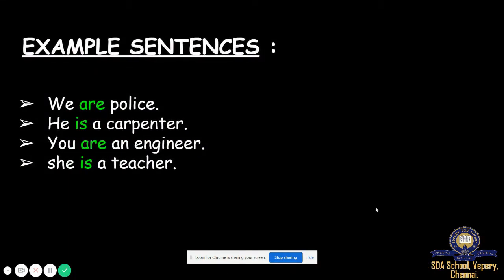Now we are going to see a few example sentences. We are police. Here is a carpenter. You are an engineer. She is a teacher. So in the first sentence, we are police. Here, what is the be verb? Yes, are. Are is a be verb.